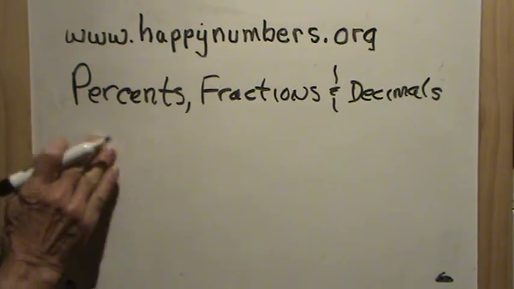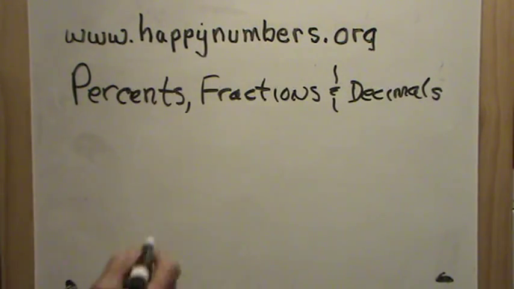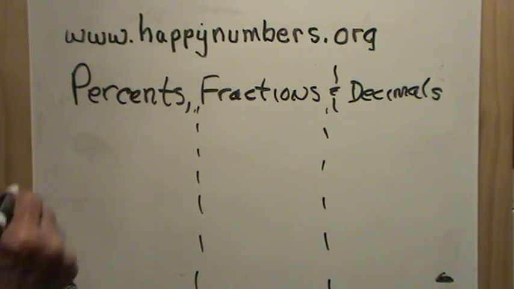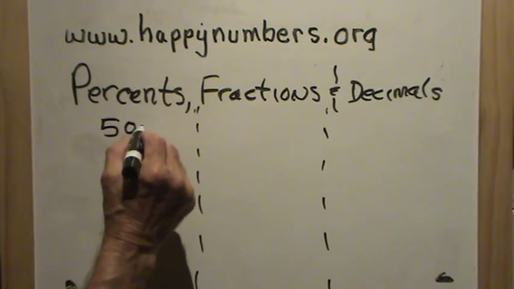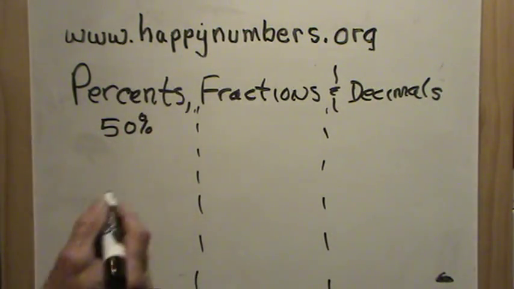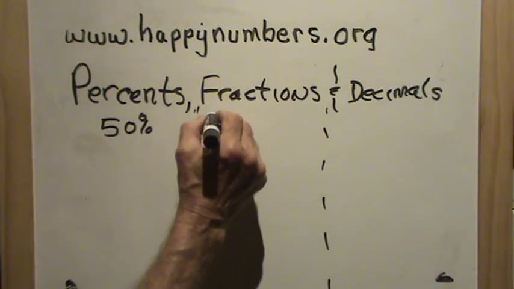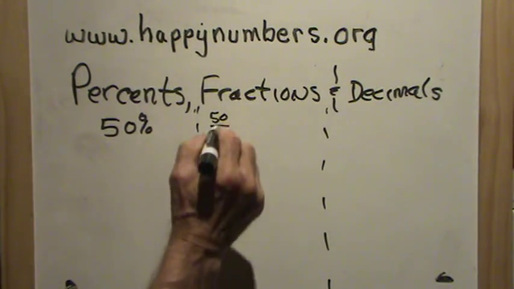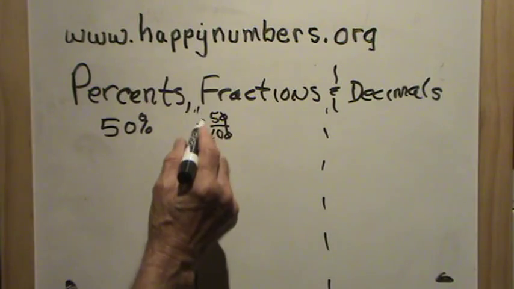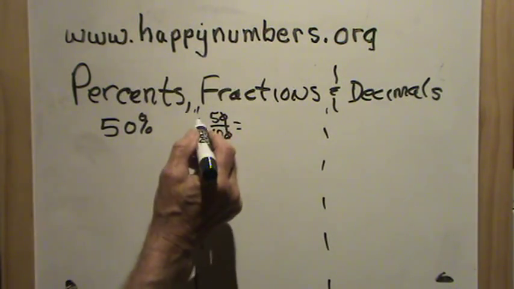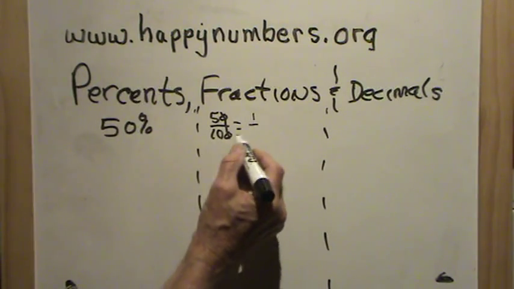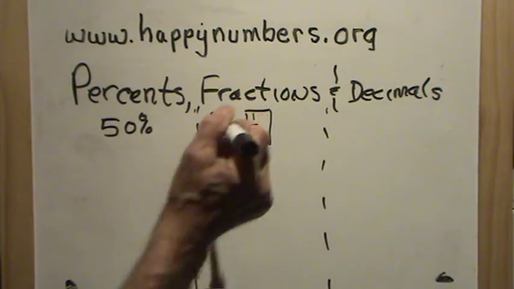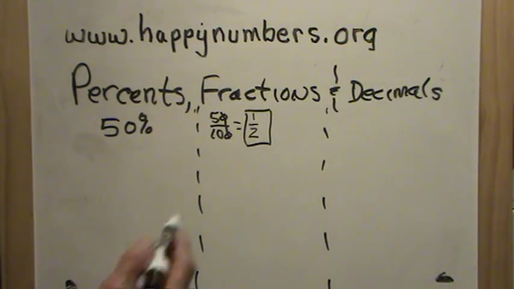So let's put this here. We have percents, fractions, and decimals. So we'll make a line like that. Okay, so 50%. Well, in terms of a fraction, we know 50% is 50 over 100 because we know this means denominator 100. We can cross out these zeros, reduce this to its lowest term. 5 goes into 5 one time, 5 goes into 10 two times. So 50% is really 1/2. It's the same as 1/2. 50% of a dollar is a half a dollar.